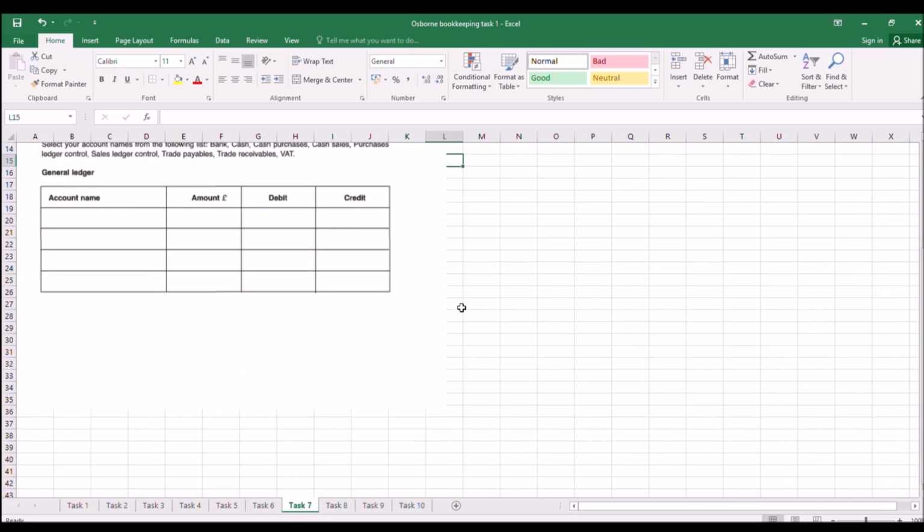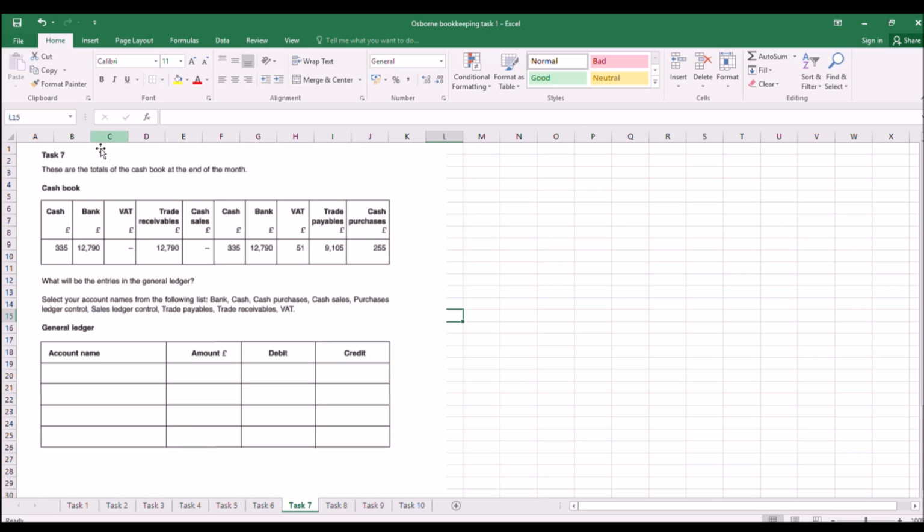Task number 7. We're getting a little bit shorter now, aren't they? These are the totals of the cash book at the end of the month. Okay, so we've got some totals here. So we've got our debit side here, and we've got our credit side here. What will be the entries in the general ledger? Okay, so what we've got here then is we've got our figures in here. So we've got some trade receivables in here, and we've got our bank figure there. Then we've got some cash coming in over here, and we've got some payables and some purchases.